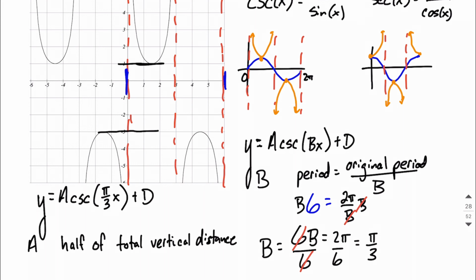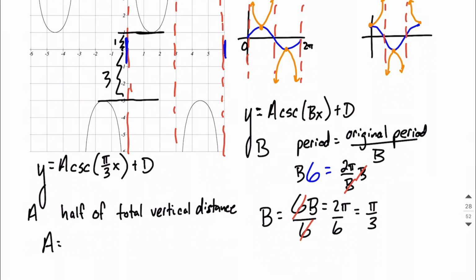So in our case, we can make this a counting problem if we want. We have 1 unit up above, and then we have 3 units down below. So that's a total of 4. But remember, we want to take half of that. So A is going to work out to be 2.